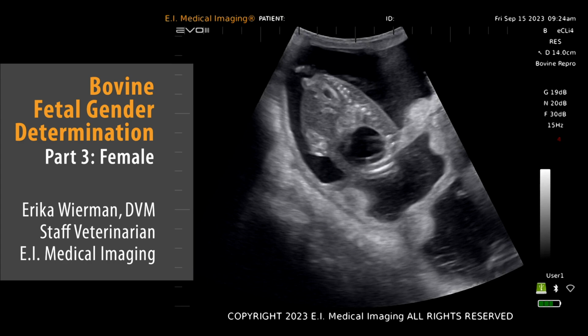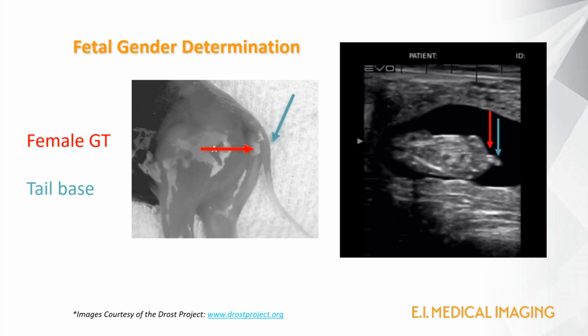Welcome to part 3 of our 4-part series on bovine fetal gender determination, where we will focus on identification of the female fetus. As a reminder, we are looking to identify the female genital tubercle, which is the embryological structure that migrates from between the hind limbs to its final location under the tail. The GT will have reached this location by about 60 days, making 60 to 80 days the easiest and most ideal gestational range for fetal sexing.